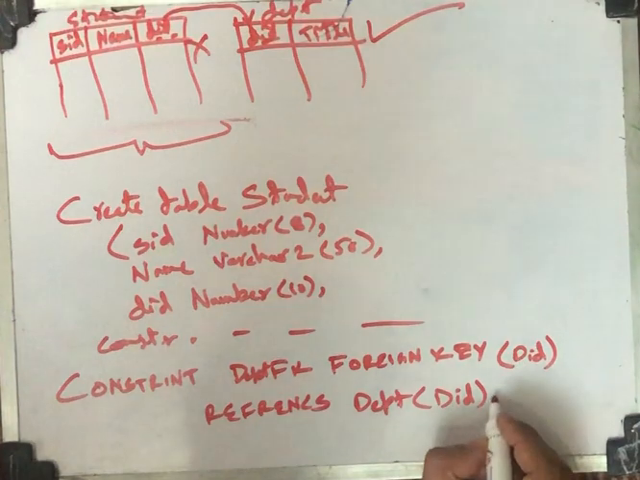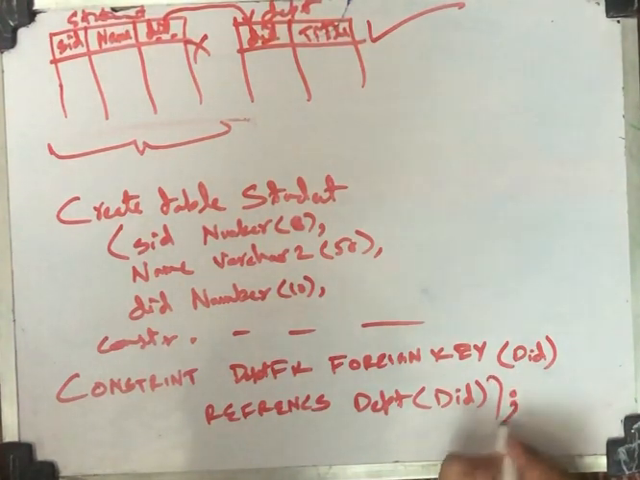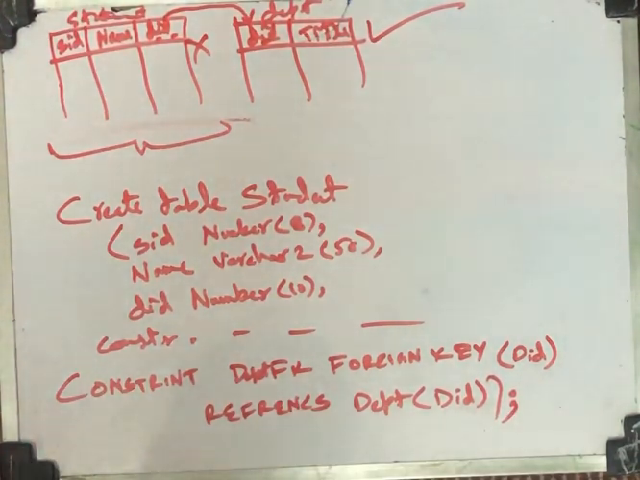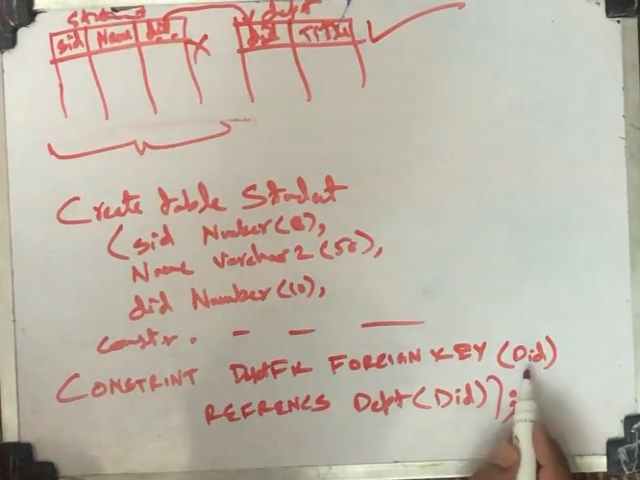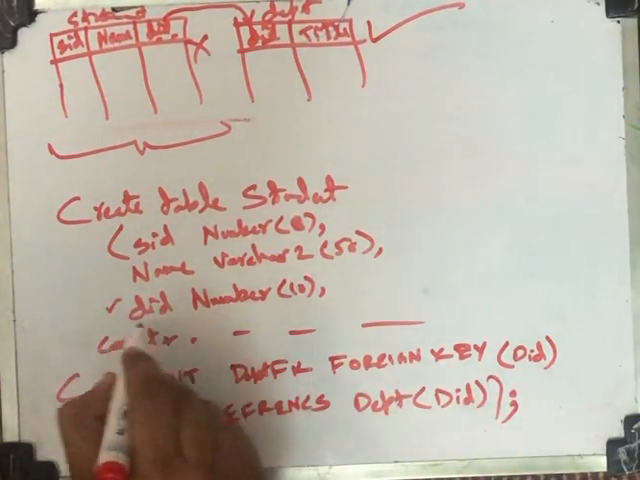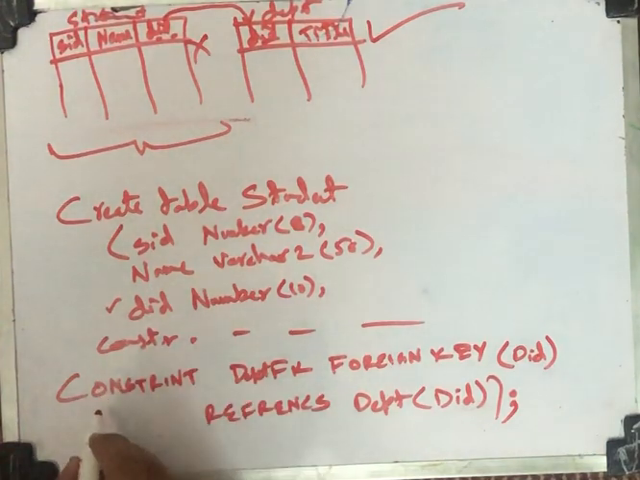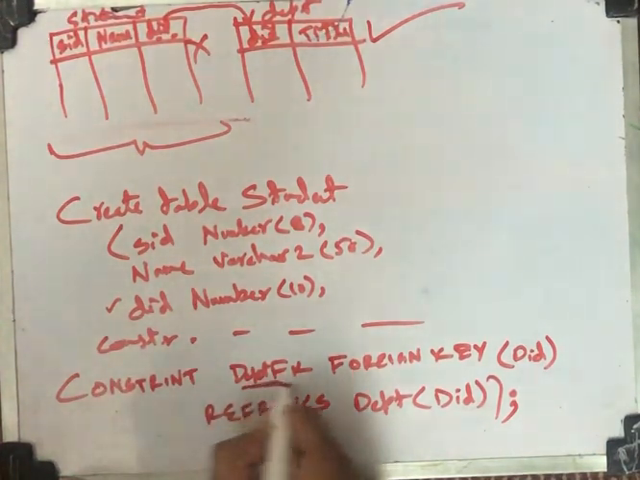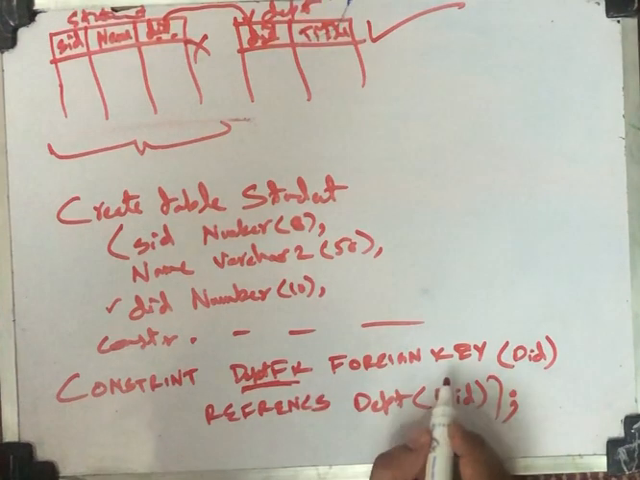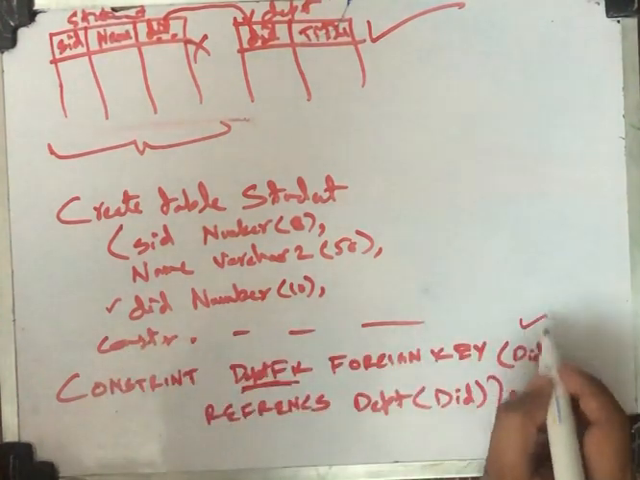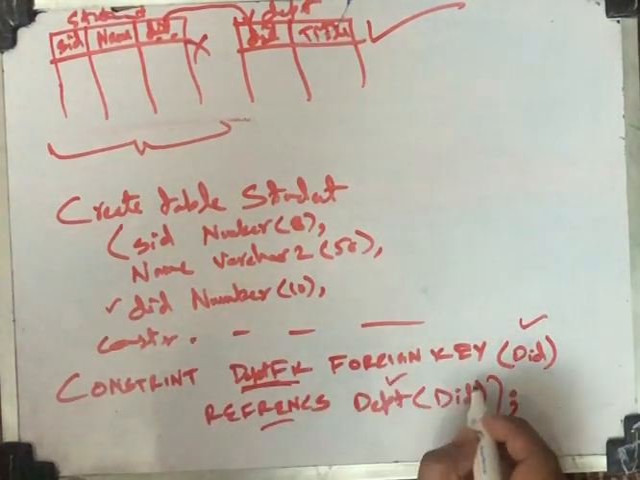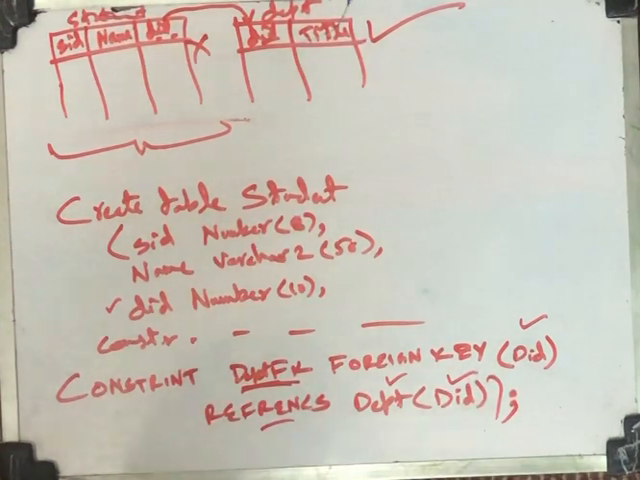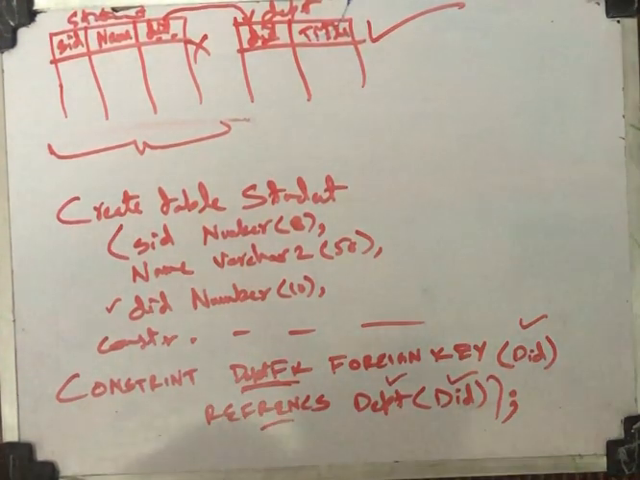Now once this statement is executed, this student relation would be created, and this DID would be added, as we have defined it over here, and this constraint would be defined and stored somewhere, and this DID of this relation would reference the department relation's primary key. So this is how we can use the foreign key constraint in order to specify that a foreign key of a particular relation references the primary key of another relation.